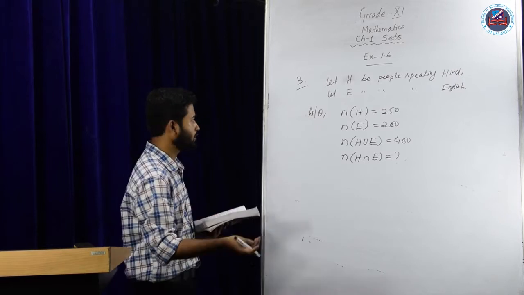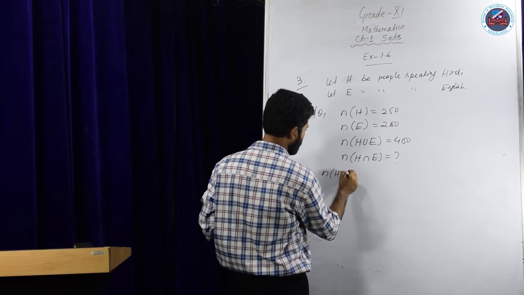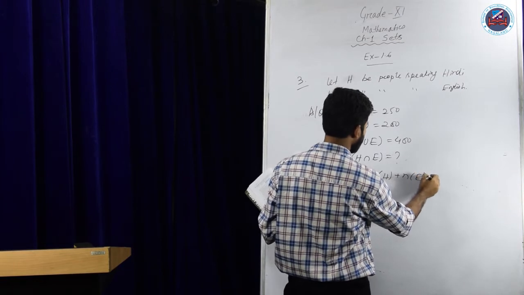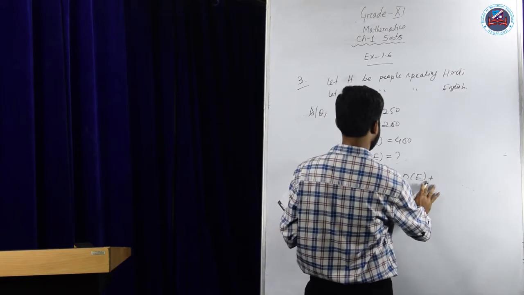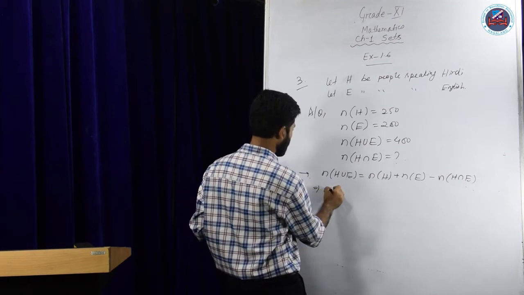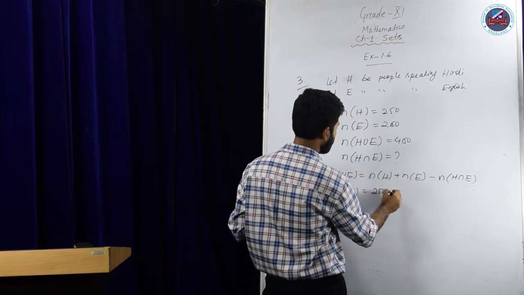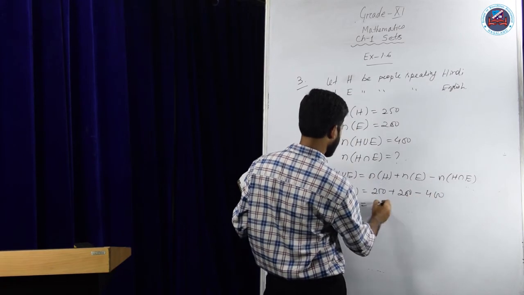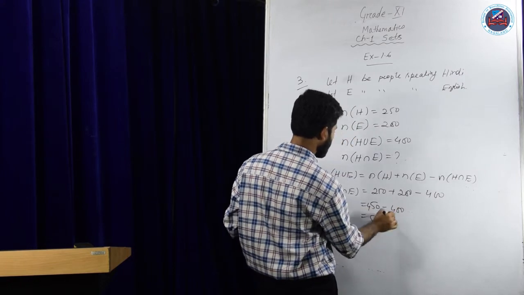So using the theorem, we know that n of H union E is equal to n of H plus n of E minus n of H intersection E. So this gives us n of H intersection E is equal to n of H, which is 250, plus 200, minus 400. So this gives us 450 minus 400, and that is equal to 50.